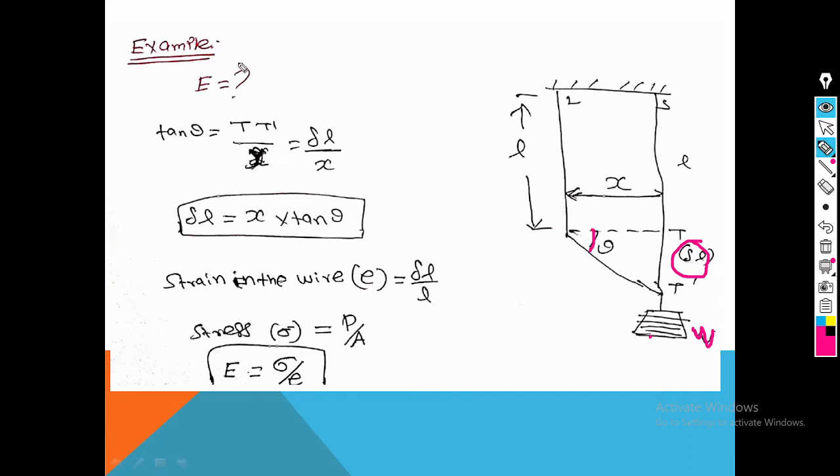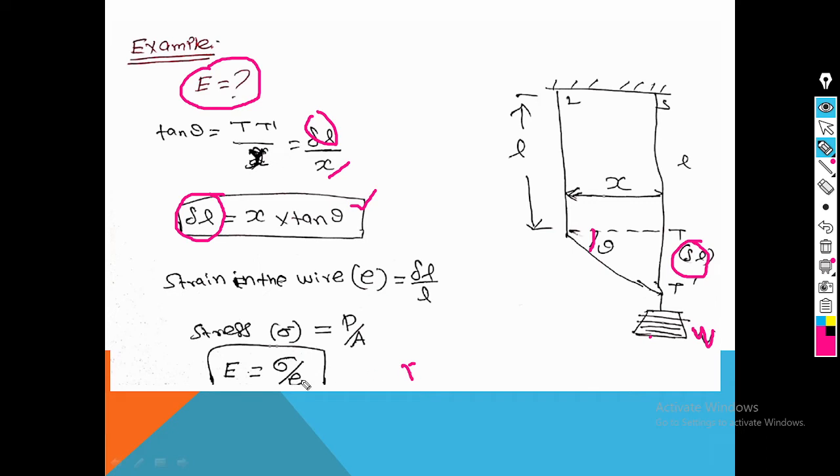To find the Young's modulus of the wire, the formula is tan theta equal to T dash divided by x, where T dash is the opposite side. T dash equals del L, so del L equals x into tan theta. Suppose you know the tan theta value, so you can find theta, and with the x value you can find del L.